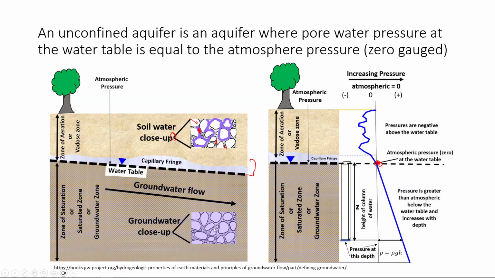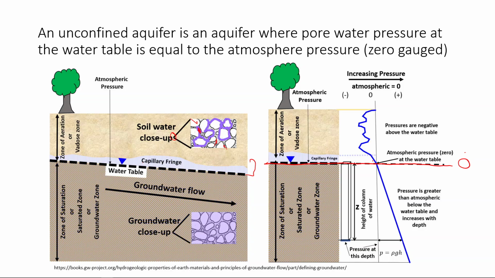Now let's look at this in more detail. The definition of groundwater is where the pressure at any point here is equal to the atmospheric pressure. Or if you subtract the atmospheric pressure, that would be zero gauge pressure. So the pressure here is zero gauge pressure. That is the definition of the water table.